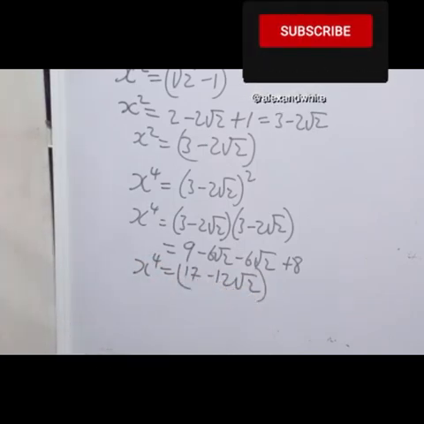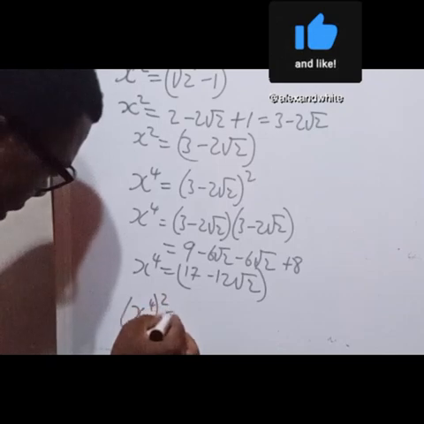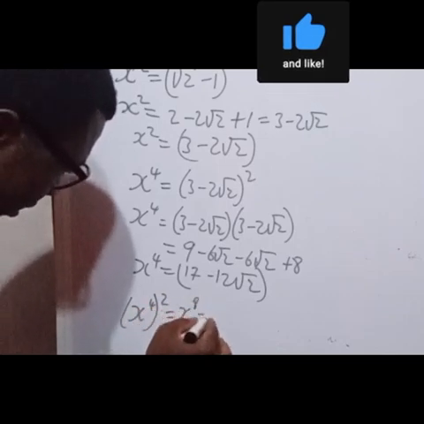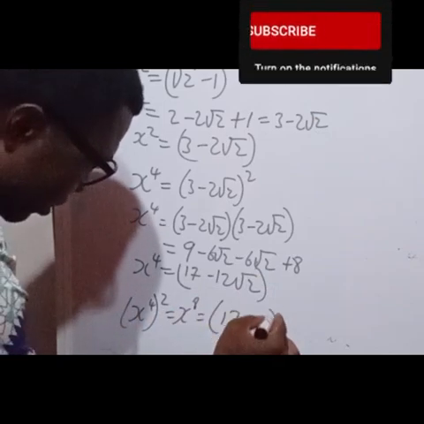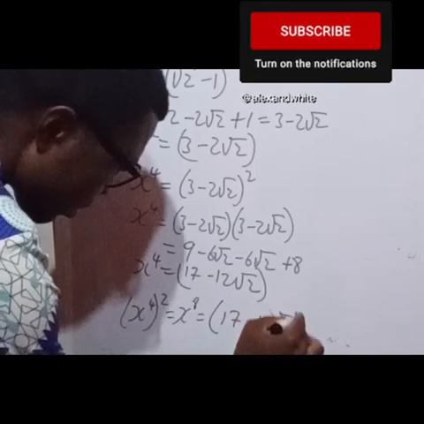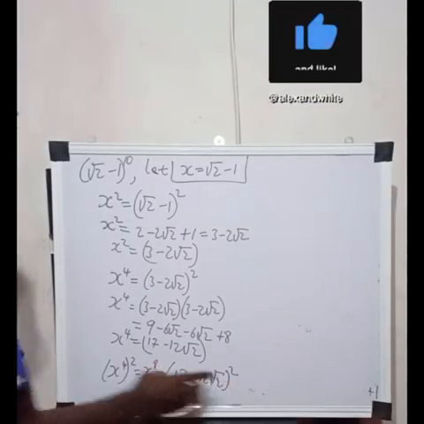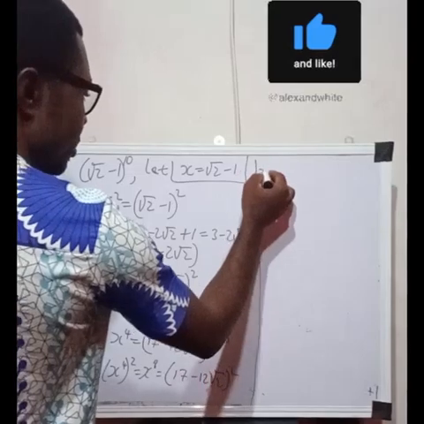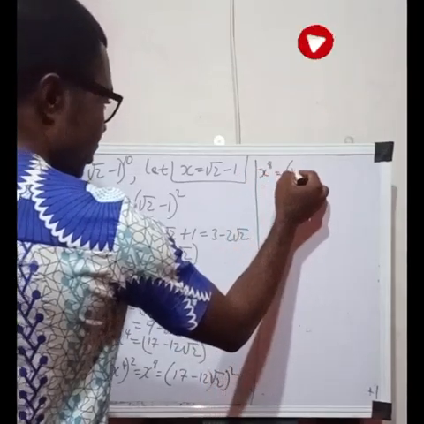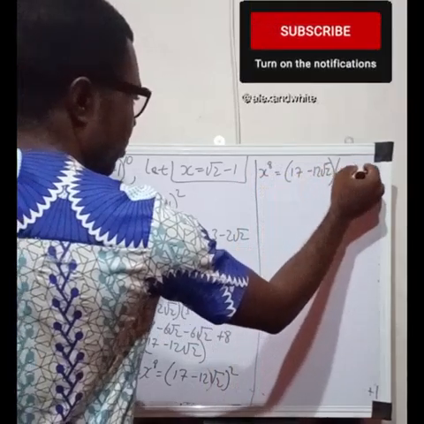Okay? If we square it again, it's going to be x raised to the power 4 squared, which is x raised to the power 8. And that is squaring this because this is x raised to the power 4. So we have 17 minus 12 root 2 raised to the power 2. You see, we're coming close to 10. If we expand this again into two brackets, we are going to have that x raised to the power 8 is equal to 17 minus 12 root 2 into another 17 minus 12 root 2.